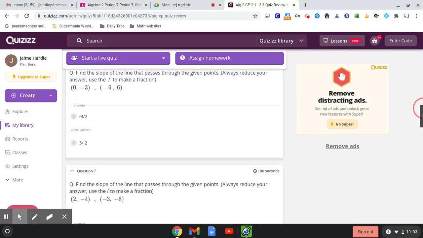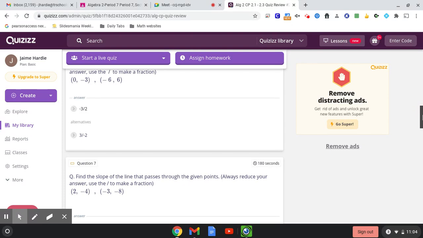So let me get you the new points. All right, find the slope of the line that goes through those 2 points. Don't forget to reduce if it's possible. What am I doing? I'm writing the points down.